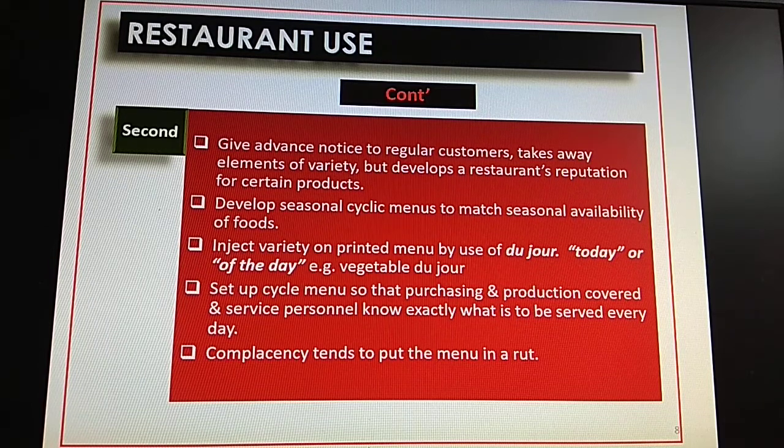So they are able to market the menu accordingly. But in case we don't play with the varieties, in terms of the balance, the texture, the taste, the color, if we don't play with these kinds of factors of cycle menu, that is what we refer to as complacency. It tends to put the menu in a rut, because cycle menu can only go so far.